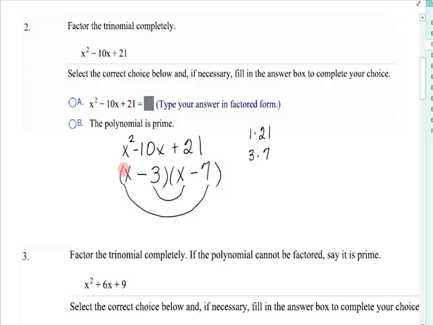Let's check it. X times x is x squared. Outer product, negative 7x. Inner product, negative 3x. Those combine to be negative 10x. Product of the last, negative 3 times negative 7 is positive 21. These are my factors. It gets a little bit messy, but those are my factors. That's what you will type in.